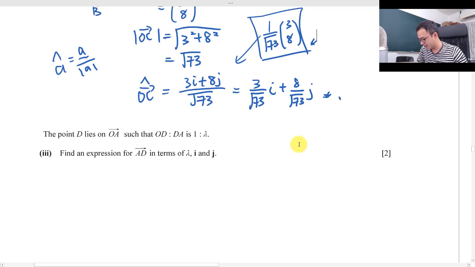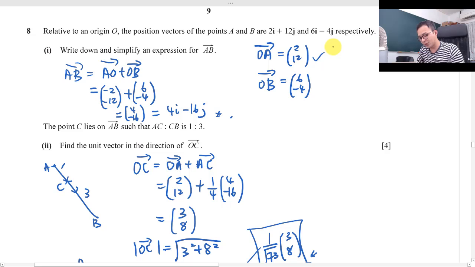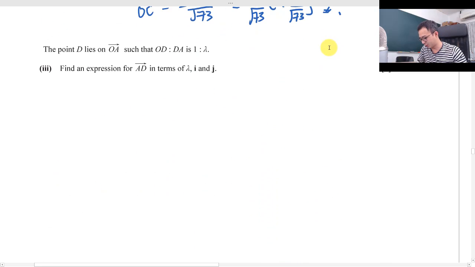Alright, then D lies on OA. What is my OA? My OA is (2, 12) here. So (2, 12) is roughly like this. This is OA. So D lies on OA, and I do not know about lambda, so I assume D is somewhere here. So the ratio is 1 to lambda. OD is 1, DA is lambda.